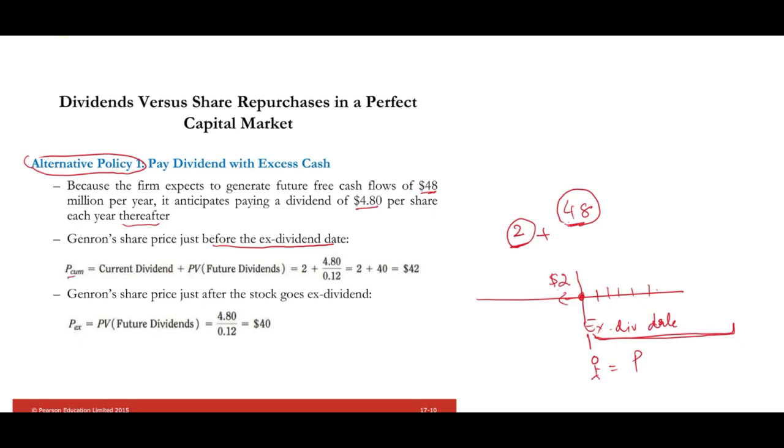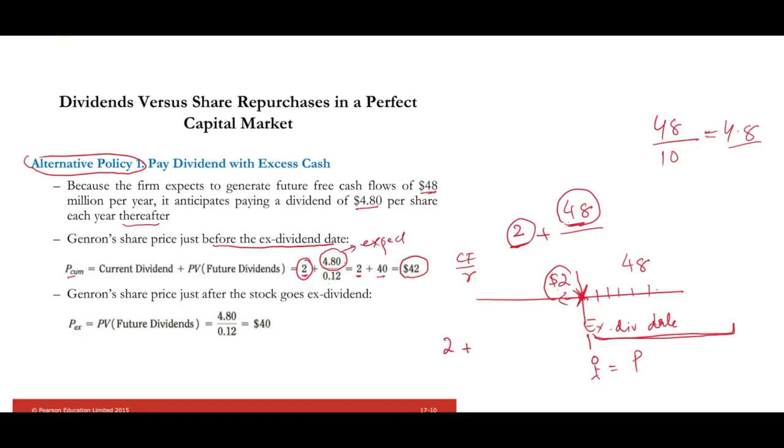So P cum, meaning cum-dividend, is the current dividend, plus whatever I will receive after that. If I keep this share, my claim would be on 48. So I will receive this $2 plus 4.80 divided by 0.2. So this is actually total cash flow divided by R. So it is equal to $2 plus 24 is equal to... $2 plus 40 is equal to $42. Please note that this 4.8 would be ex-dividend. How do I get it? 48 million divided by 10 million. So after this dividend, the company will pay 4.8 afterward. So this is current and this is expected.